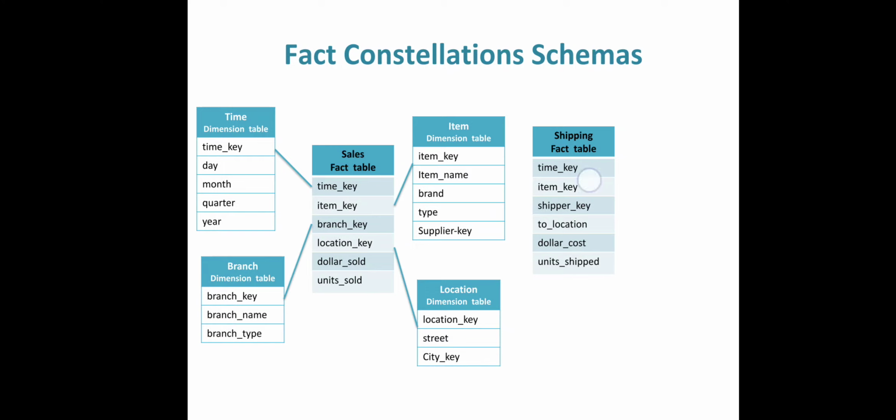So, the time key will show the time dimensional table. In this way I am going to show the relationship between this time key and this time dimension table. Then next is item key, it must show the relationship with the item dimensional table. So, in this way the dimensions have their own dimension table. Then next is shipper key, it is another new term regarding this shipping. So, for that I am going to create one dimensional table named shipper.